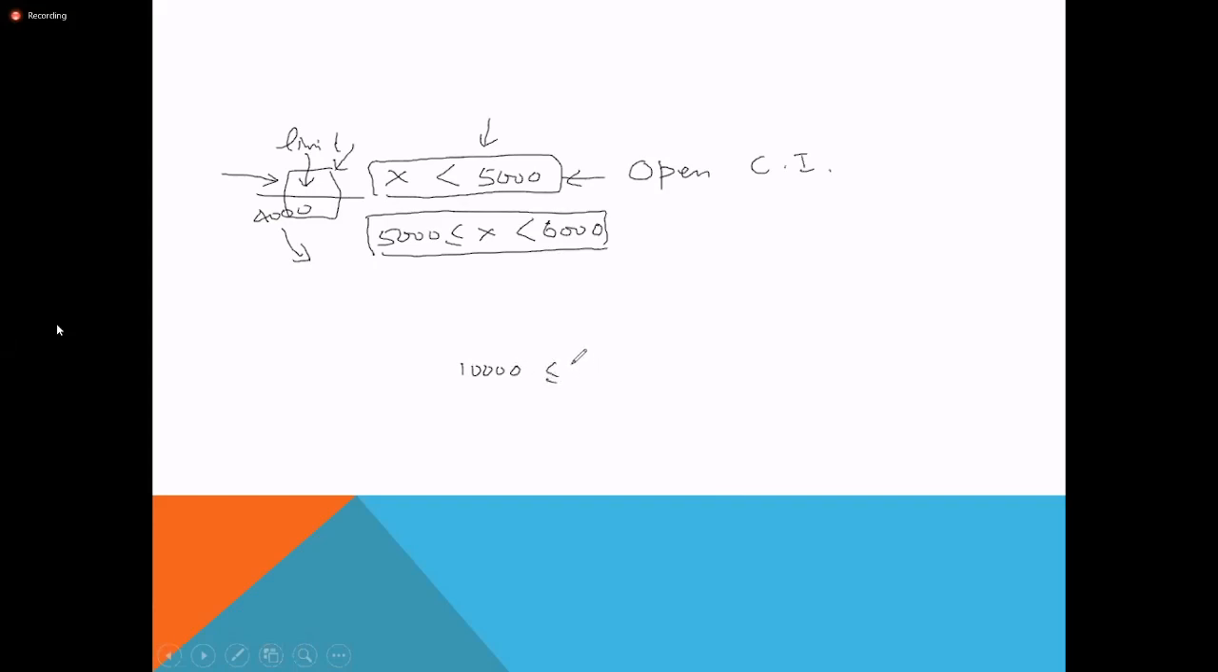to 10,000, with no limit. Then that is also an open class interval. If you want to have a boundary for this one, we can assume a class interval of the same size as the previous class interval. Considering the size of the previous class interval as the same, we can assume a value here.